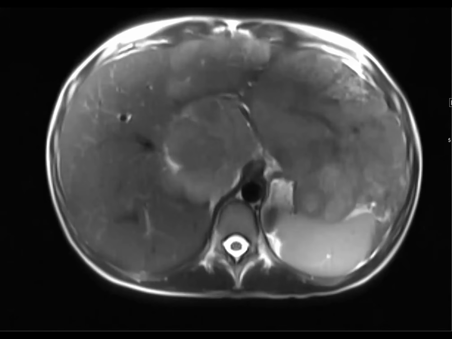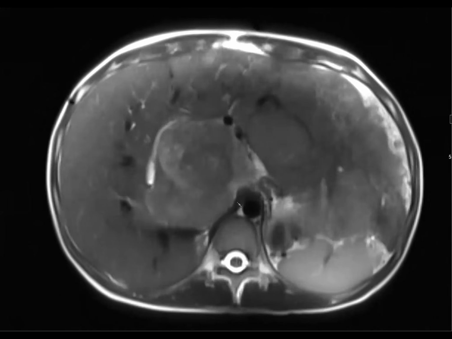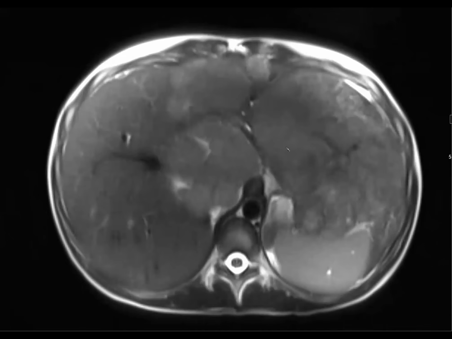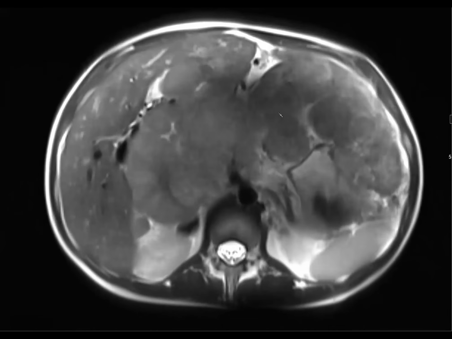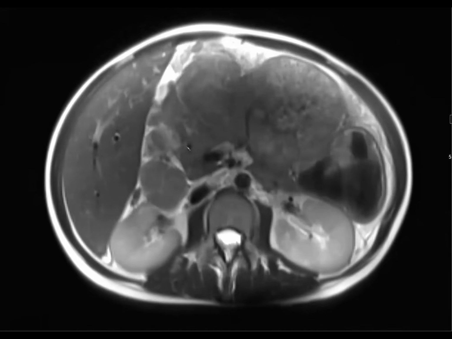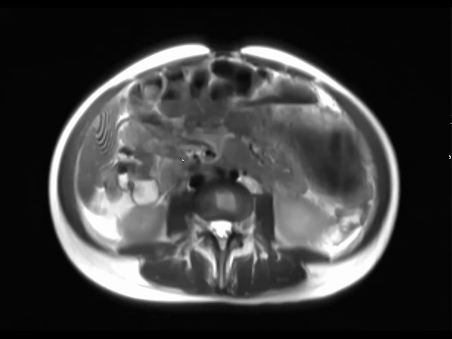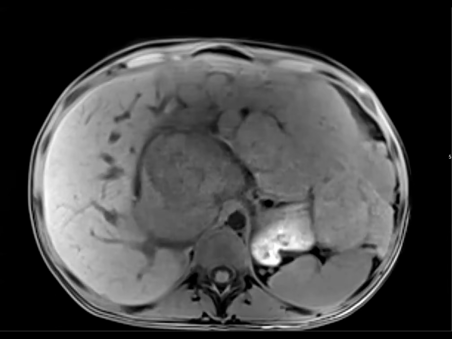So this was the T2 of the MRI. You can see the whole left lobe is taken over by these masses, and it's kind of growing out. This was the pre-contrast.